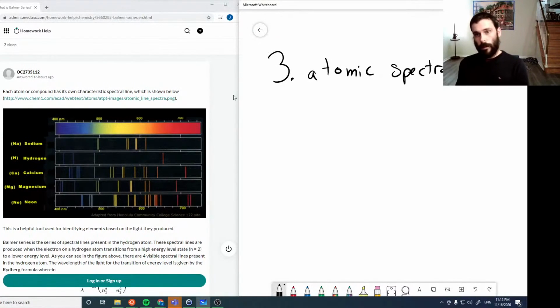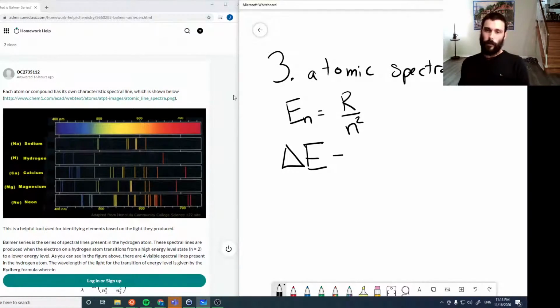So the energy levels of the hydrogen atom are just given by the Rydberg constant over n squared, where n is our principal quantum number. So the same principal quantum number as I was talking about in the previous question. And so the line spectrum comes from transitioning between two of these levels. So it's always calculated from a change in energy.